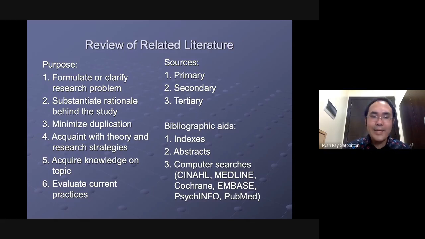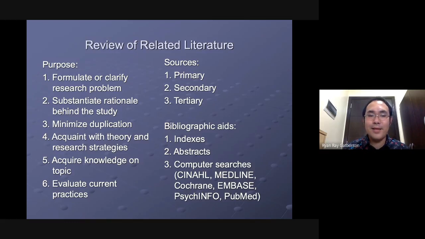Okay? Primarily, kailangan mong gumawa ng literature review because you want to substantiate the rationale behind your study. Okay? It is also important to minimize duplication kasi baka mamaya may kapareho ka na palang topic. Okay? And even acquaint you with theory and research strategies. Sometimes you don't know how to go about your research, no? Hindi mo alam kung paano ka magko-collect ng data, kung paano mo gagawin ng data collection, no? To do it, no? You can get an idea from related literature for you to collect your data.